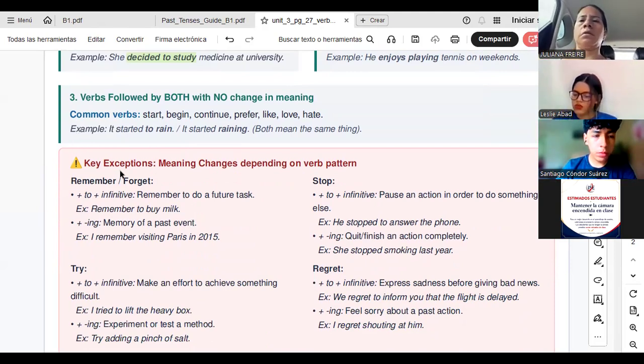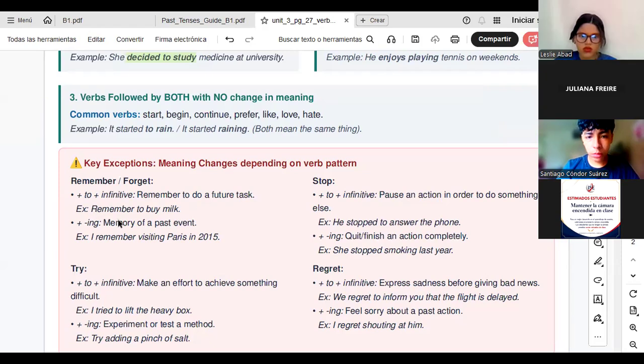Okay, no worries. So key section, meaning changes depending on the verb pattern. Remember and forget. So infinitive, to plus infinitive. Remember to do a future task. Example, remember to buy milk. Plus ing, memory of the past event. I remember visiting Paris in 2015.